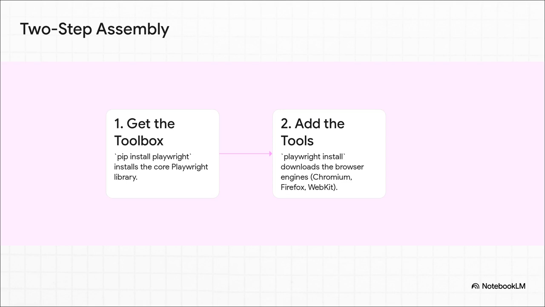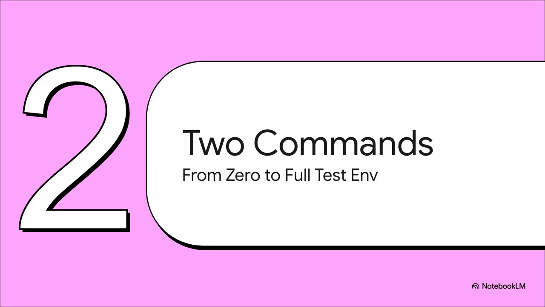And this slide right here perfectly illustrates the big idea. It's a simple two-step assembly. First, you run a command to get the empty toolbox. That's the Playwright library itself. Then, you run a second command to fill that toolbox with the actual tools you need, which are the browser engines. Simple as that. Okay, let's move to the fun part and see how this all comes together. You are just two simple commands away from a full-blown test environment ready for automation.